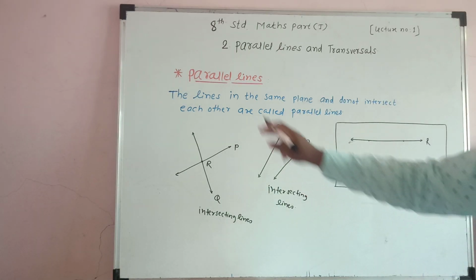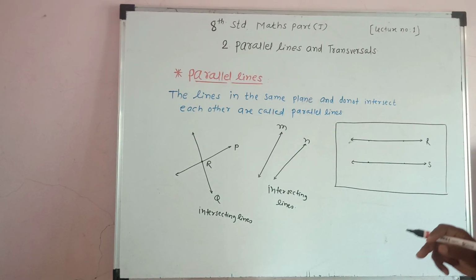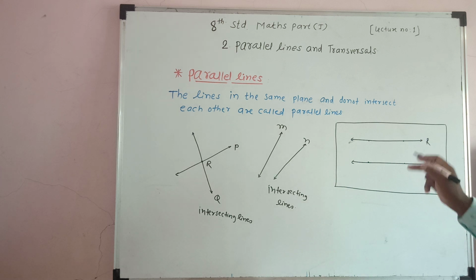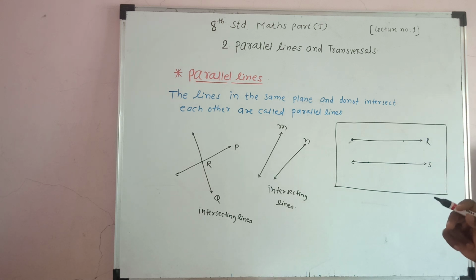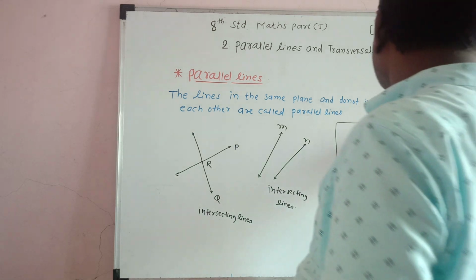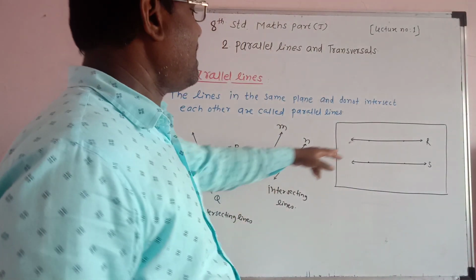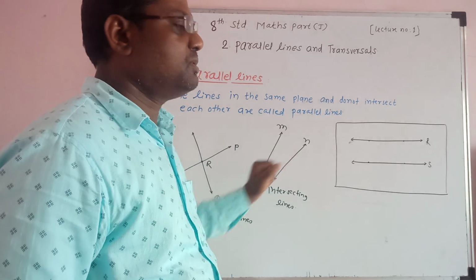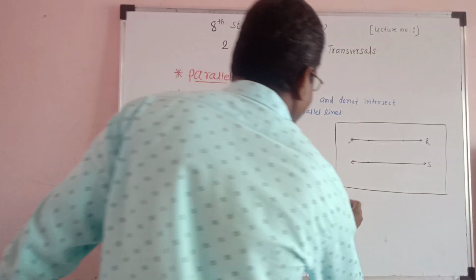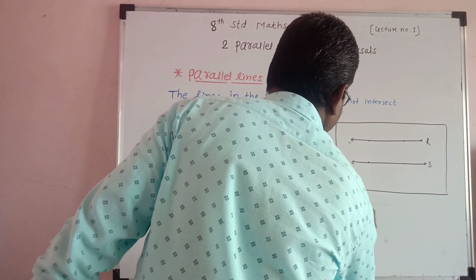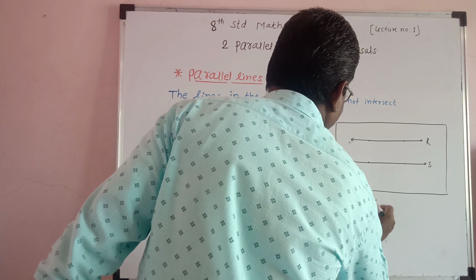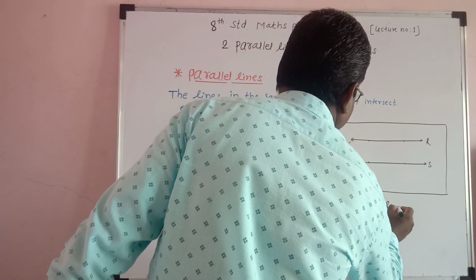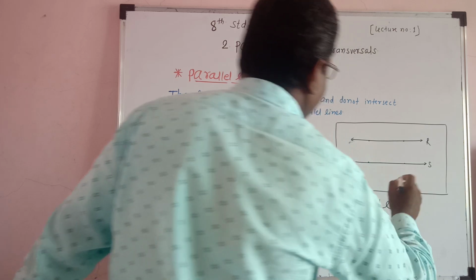So what is meant by parallel lines? The lines in the same plane that do not intersect with each other are called parallel lines. Here line R is parallel to line S. So we write symbolically line R parallel line S.